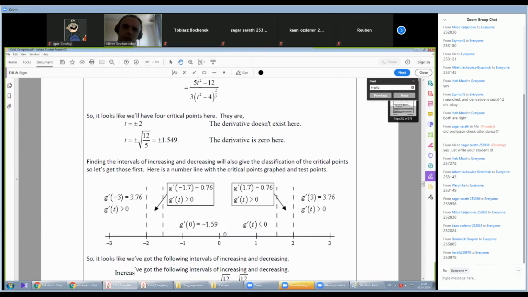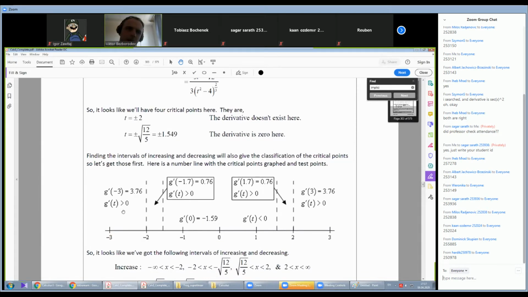Then it's convenient to draw such a picture and determine the sign of the derivative. The critical points are plus minus 2, and plus minus this value, right? So you have 1.549. So we compute how the derivative behaves in those points. Here it's positive, here it's positive, here on this interval it's negative, here it's positive, and here it's again positive.